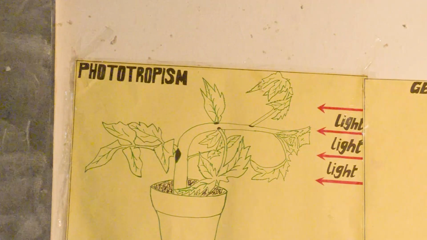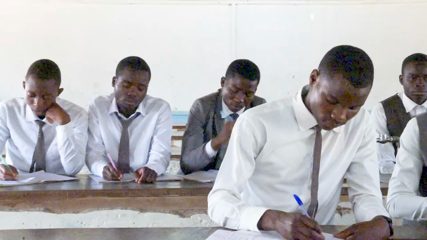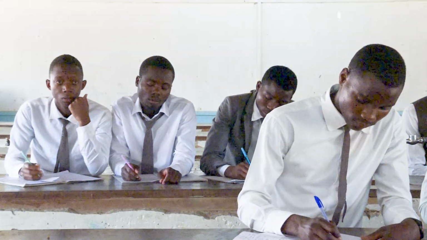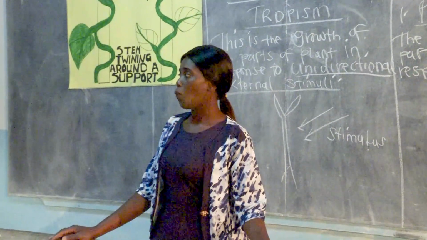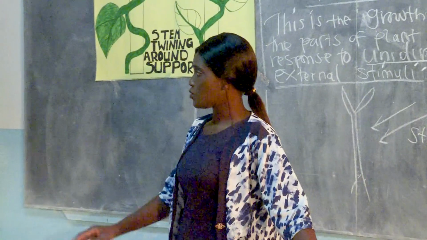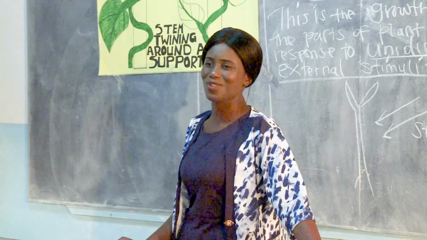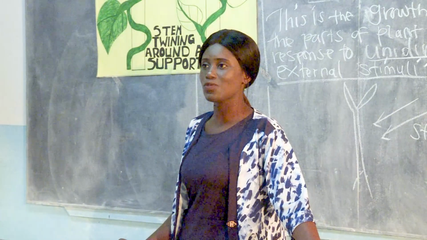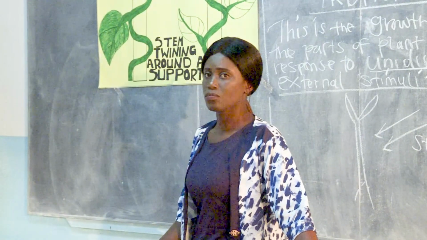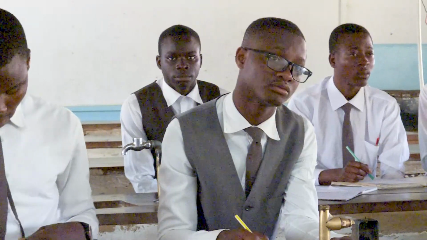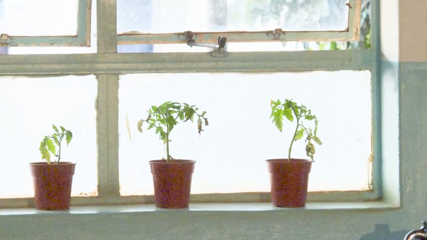Okay, so most of the things that we teach you here are things that are practical. Right here in this lab, there are some potted plants at the window. Everyone look at the window. I want someone to tell me what's going on, in relation to this topic. Graceman: The plants, specifically the shoots, are going towards light. Alright. So as you can see, the shoots are growing towards light, which is coming from the window.